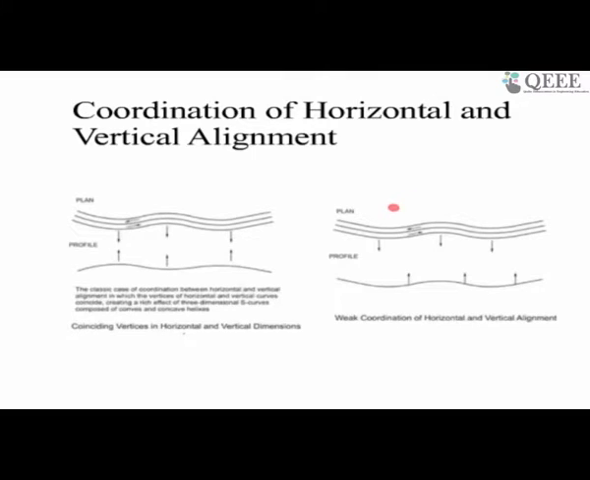The next thing is the coordination of the PIs. So here is my horizontal alignment and here is my vertical alignment. If the PI of the horizontal alignment and the PI of the vertical alignment match, and this is a summit curve and this is a valley curve, altogether this is going to give you a pleasing riding condition. Whereas if it slides a little bit and is not properly coordinated, if your vertical PI is shifted a little bit here, then it is going to be difficult for the driver to negotiate.